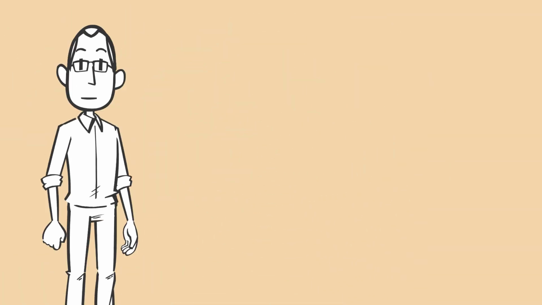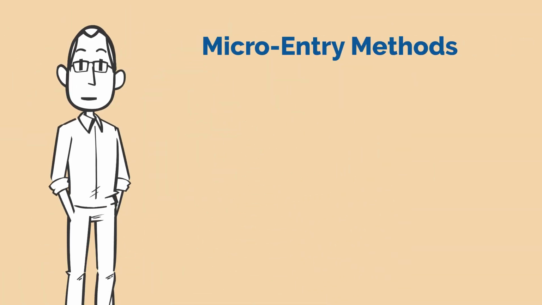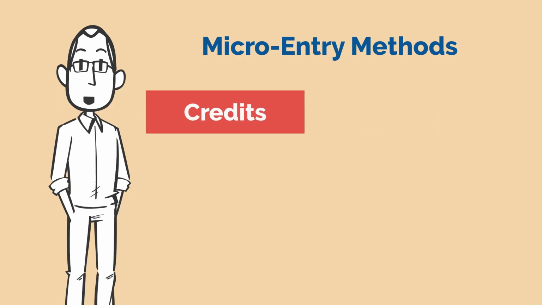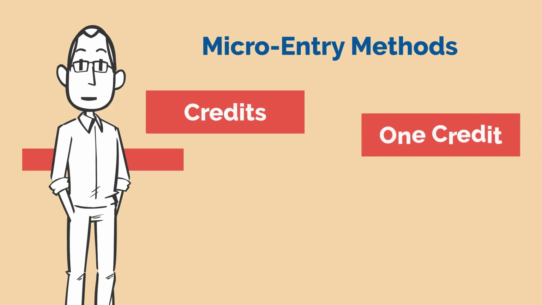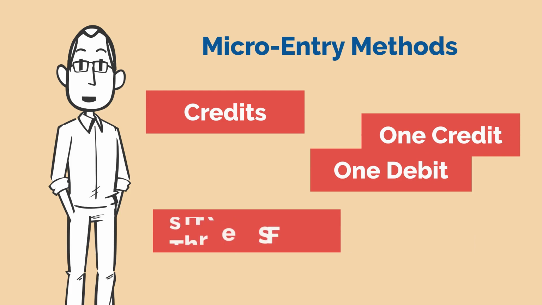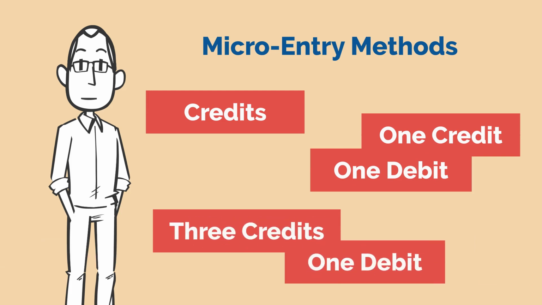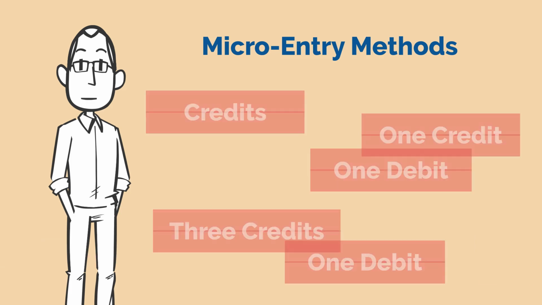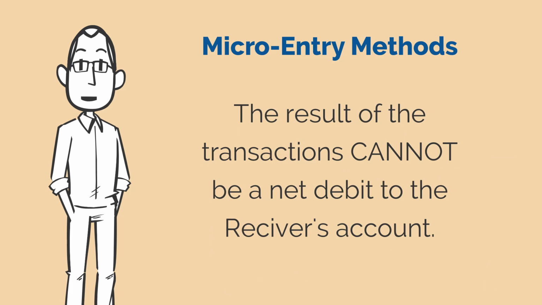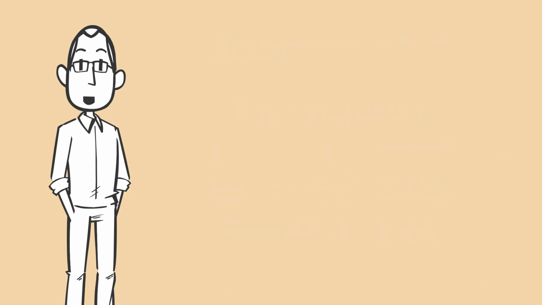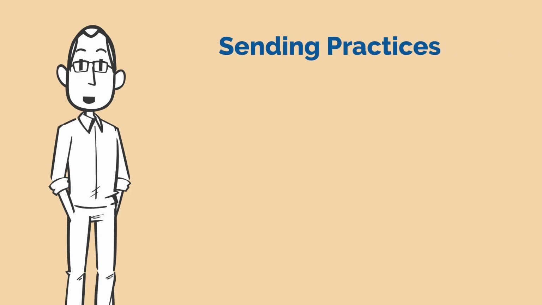You could choose any sort of methodology you want regarding the microentries. Send only credits for verification purposes, or 1 credit and 1 offsetting debit, or 3 credits and 1 debit. It doesn't matter. The key factor in remaining compliant is the result of the transactions cannot be a net debit to the receiver's account. Now there are some parameters around sending practices you need to follow.